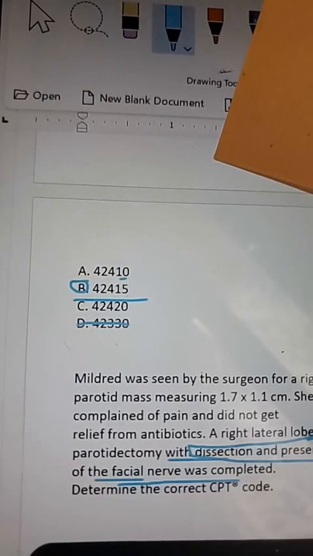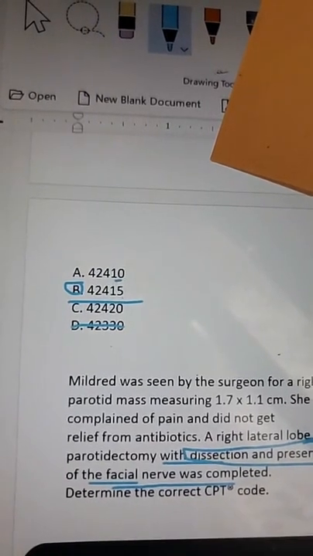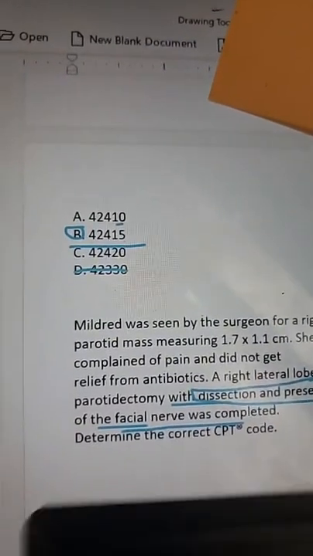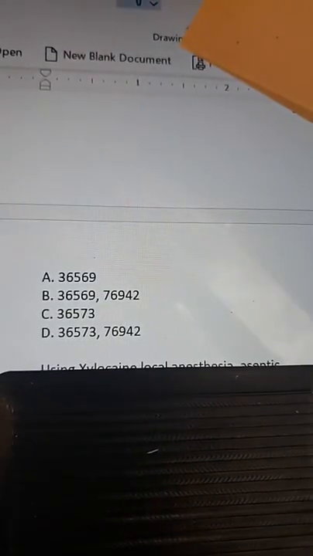Super helpful. Oh, it doesn't say anything. It's just preservation. That's all. The word is long. Here's our next one.